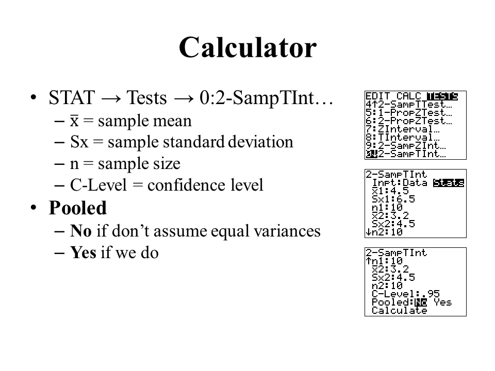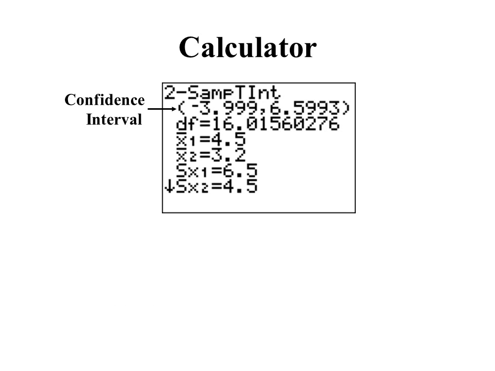Now we choose pool based on whether we assume equal variances or not. If we don't assume equal variances, then we choose no. If we do assume equal variances, then we select yes. And in this case we're going to not assume equal variances, so we'll choose pool no. And select calculate and press enter.